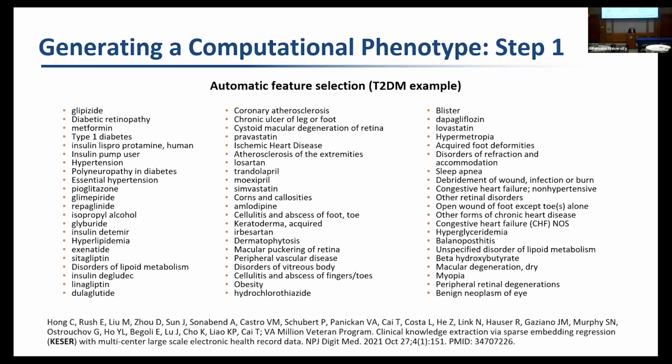So this is what it looks like when you run the Kessler algorithm. I create a co-occurrence matrix at Beth Israel Lahey. I run it through Kessler, and it says these are a set of features that are related to type 2 diabetes. A lot of them make sense. There are medications here that type 2 diabetes patients would take. There's things like type 1 diabetes that's over here.